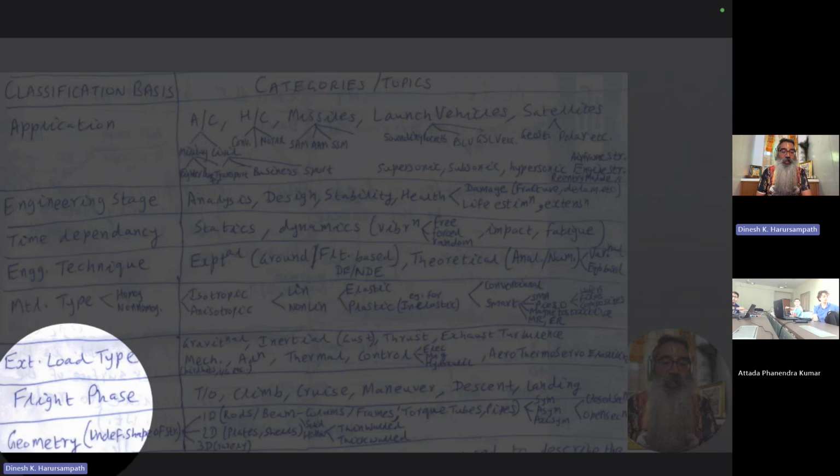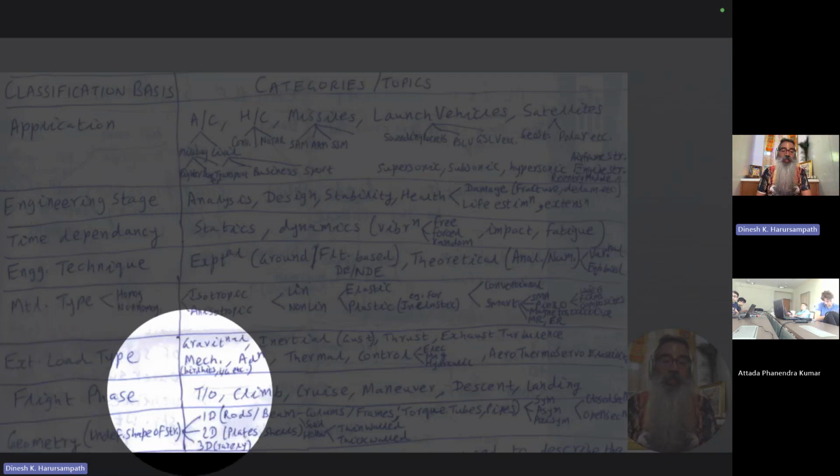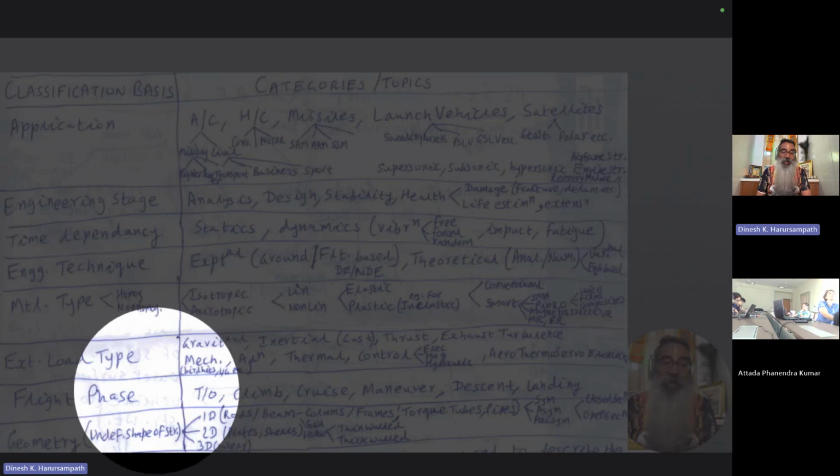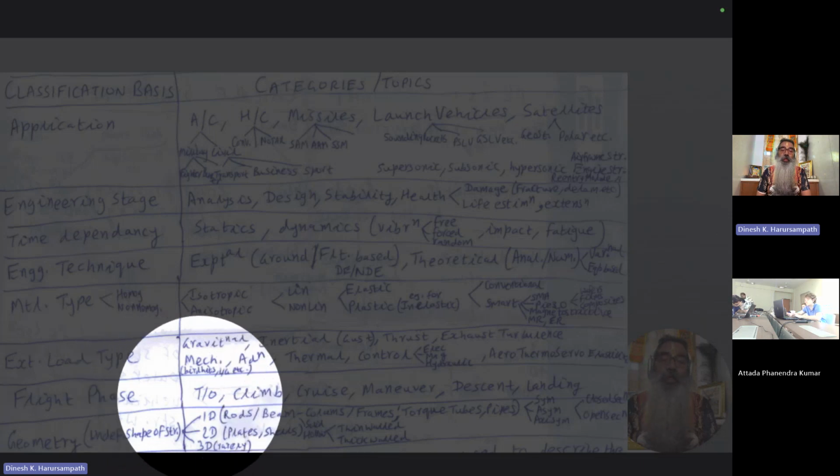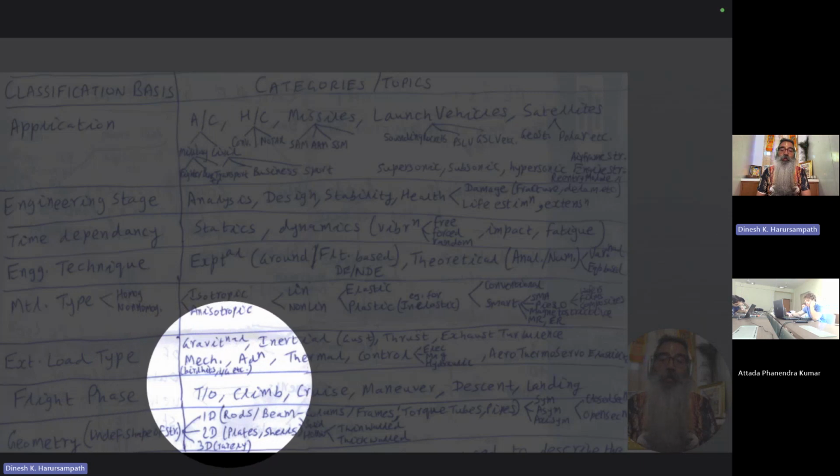So flight phase is what we're going to be talking about next. Depending upon the flight phase, whether it is takeoff or taxiing, or even just being stored in a hangar, there's a self weight which is there, even when it's just in the hangar, not even moving around. So there is a certain loading and therefore stresses in the entire structure. Then we come to takeoff, TO. Then you have climb, and this is the simplest kind of configuration.